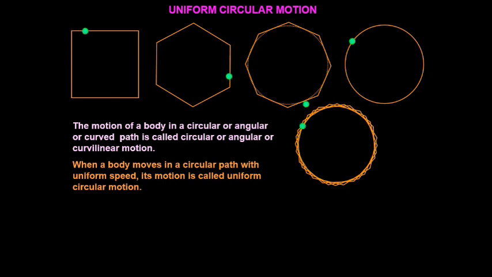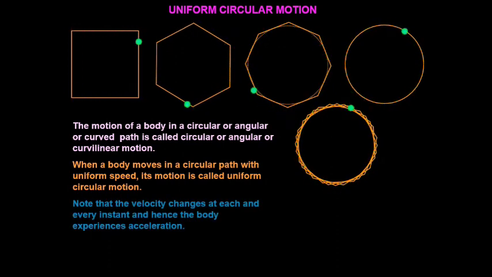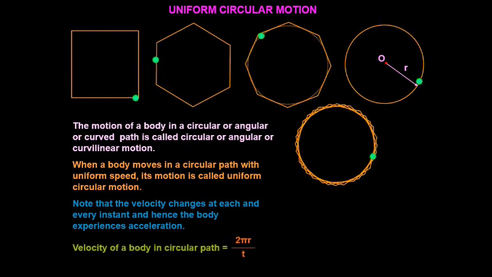The motion of a body in a circular or curved path is called circular, angular or curvilinear motion. It's a curvilinear motion. When the body moves in a circular path with uniform speed, its motion is called uniform circular motion. Note that the velocity changes at each and every instant, and hence the body experiences acceleration. Here R is the radius. So the speed of the body on the circular path is 2 pi R by T.